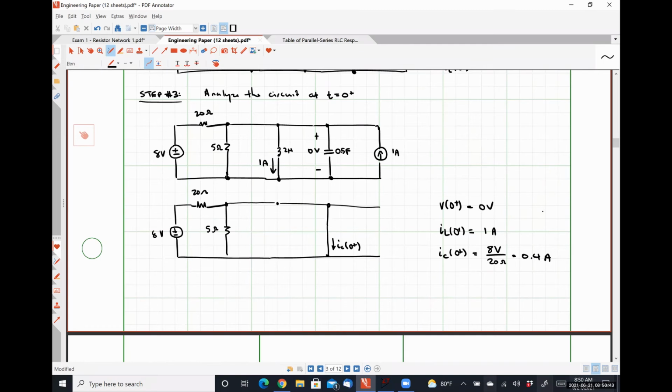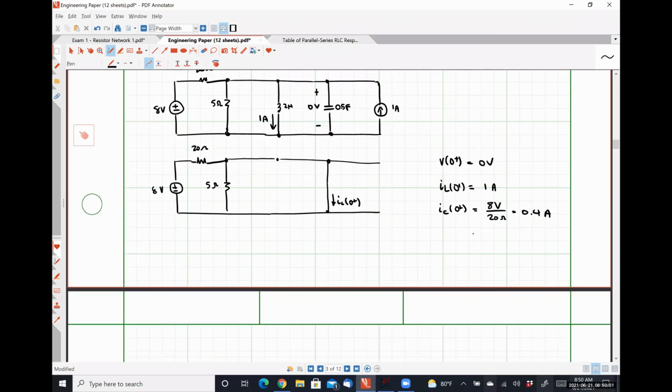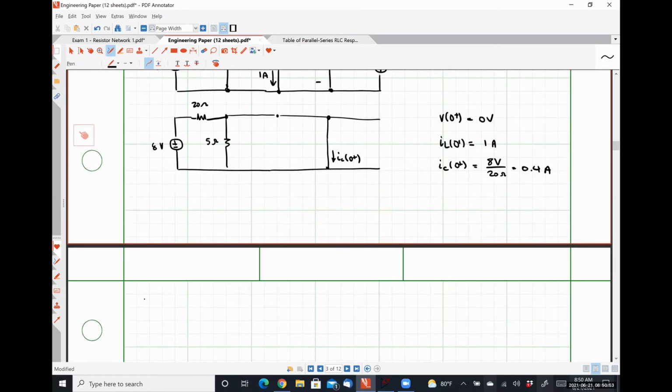All right, so we now have our three quantities of interest at t is equal to 0 plus. Step 4 is analyze the circuit at t is equal to infinity.